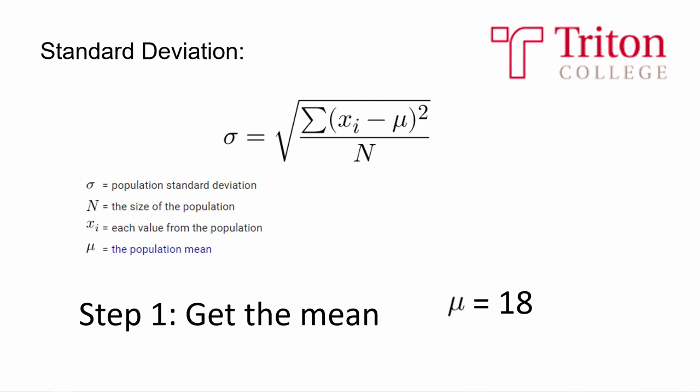If you look up in the equation, we already have here, we got mu equals 18. So the first thing that we do to get the standard deviation is we need to get the mean. The mean is 18 minutes. So we could say, on average, it takes me 18 minutes to get to school.